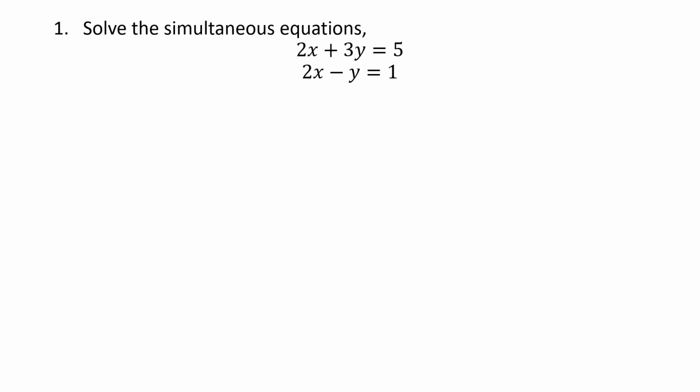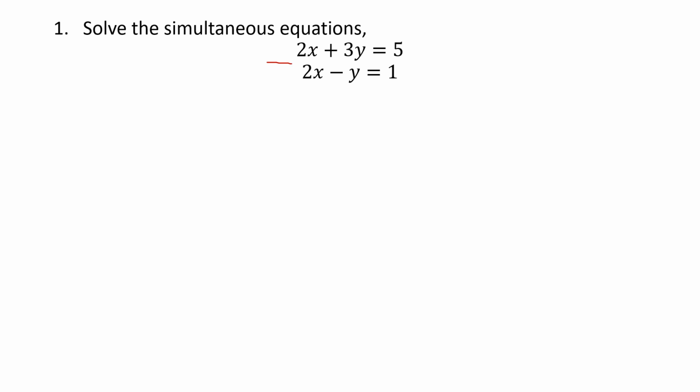In this case, if you look at the first two terms in both equations, we have 2x plus 3y equals 5, and 2x minus y equals 1. If you look at these two, we have 2x and 2x, right? So it is very easy to eliminate x. We want to eliminate x. So since the coefficients and the signs are the same, we are only going to subtract the equations.